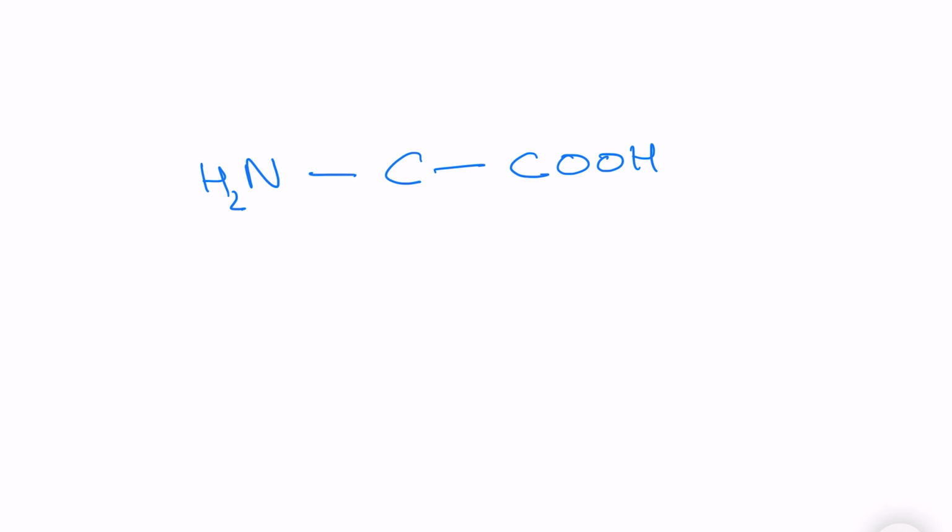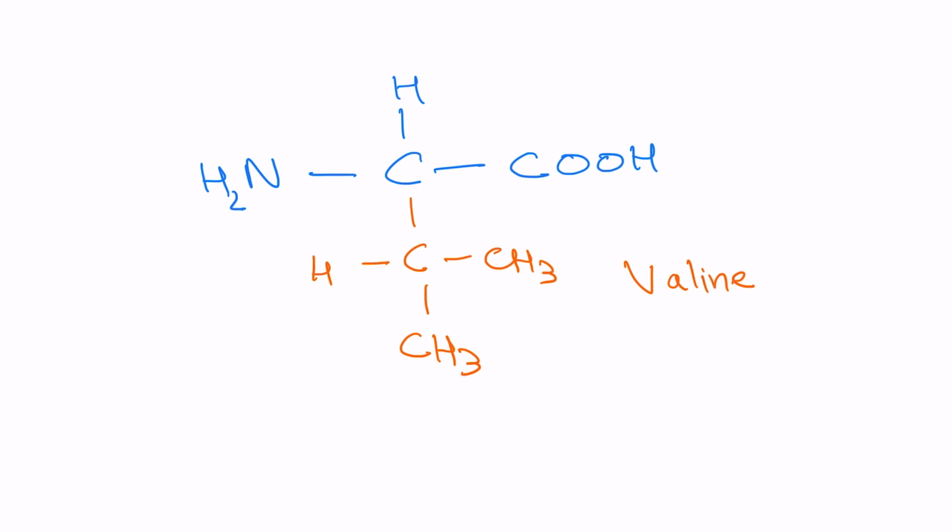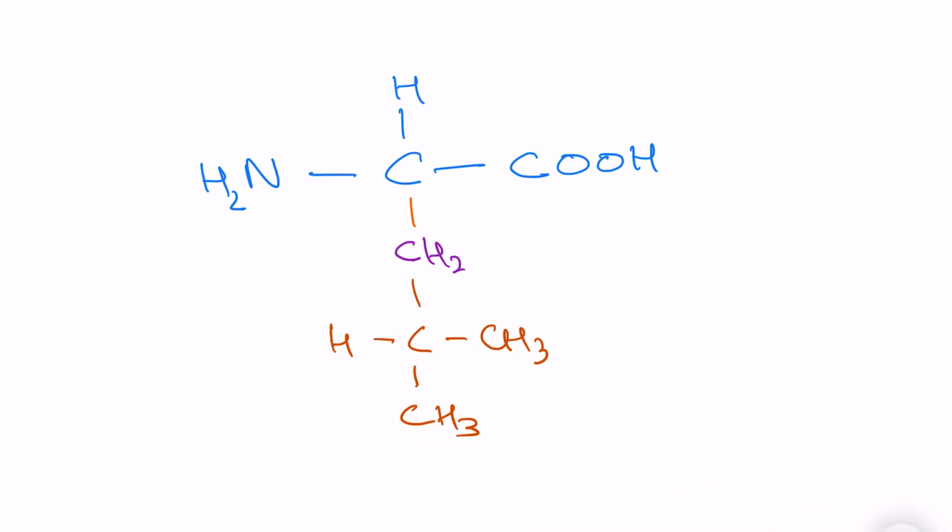In addition to that, the central carbon is also attached to a hydrogen atom, while the fourth group varies in different amino acids. If the fourth group is also a hydrogen atom, then the amino acid we have is called glycine. If the fourth group is CH3, then the amino acid is called alanine. And if the fourth group is like this, then the amino acid we have is called valine. And if we add another CH2 group to valine, then it will be a different amino acid called leucine.